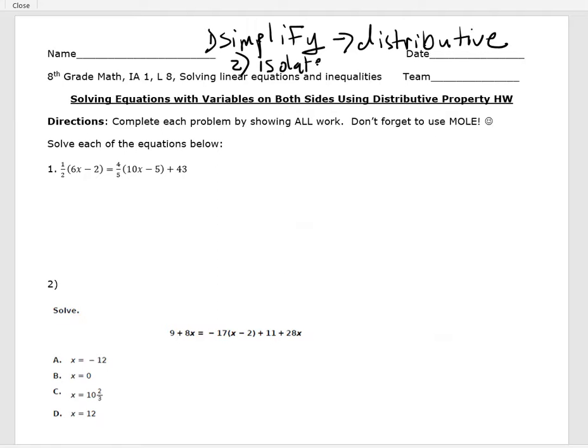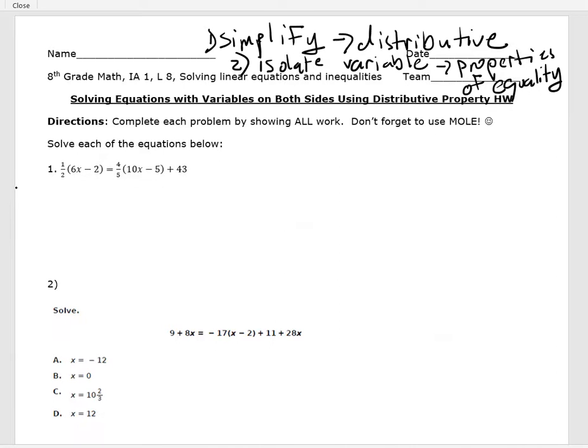So I'm going to put isolate variable with properties of equality. And if we remember, properties of equality is the fancy way of saying whatever I do to one side of an equation, I have to do to another side of an equation. So I'm going to take a look at number one.